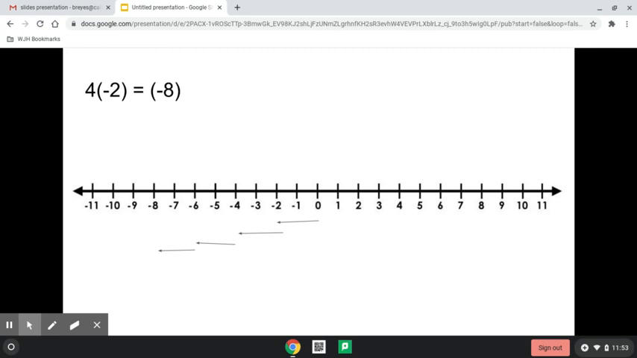Now what if the 4 was negative instead of the 2? What would that do? So we'd go negative 4 once and then twice. So we end up with the same product. The answer is the same, negative 8. So here are some examples of this problem, but with some situations around them.